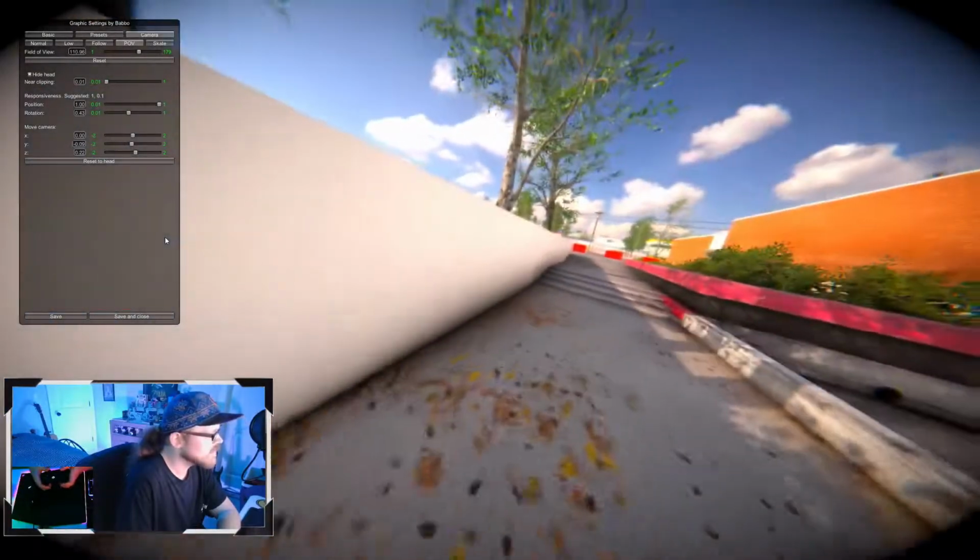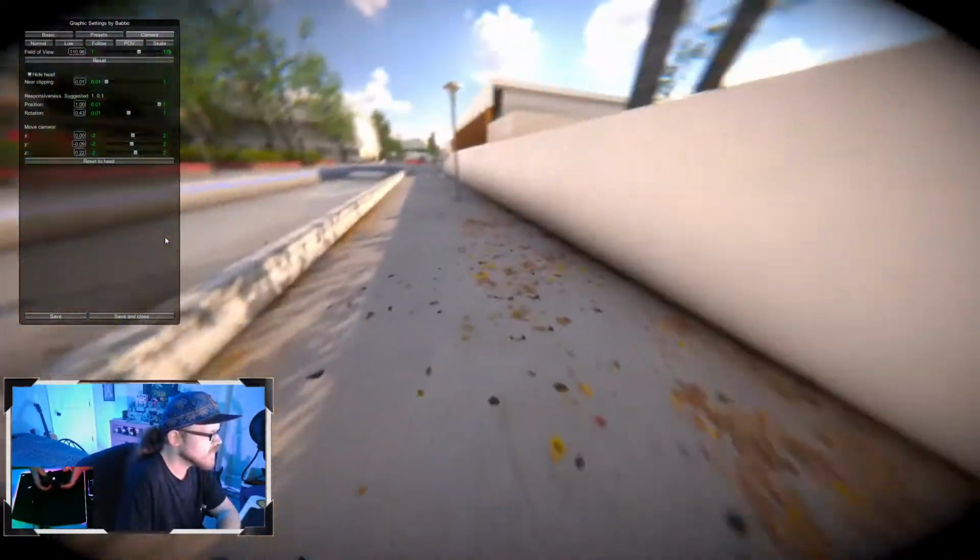And then the Z-axis, honestly, I would not mess with the Z-axis at all. The further back you go, the more into the dude's head you go. So you just got to be careful about that.